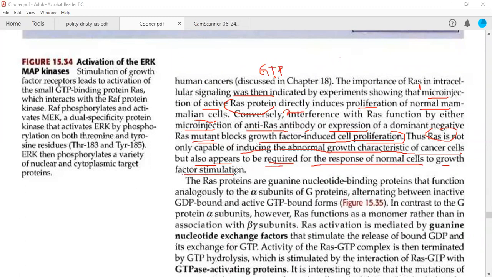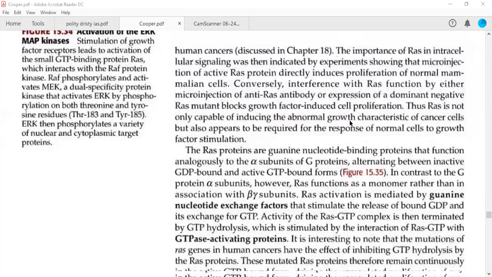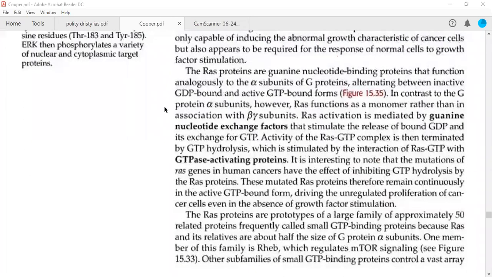So if the normal cell wants to proliferate, it also requires the RAS protein. And if the RAS protein is in excess or is activated for a longer period of time, for example, if active RAS protein is microinjected into some animal or mammal, it will show uncontrolled proliferation of those cells. So it will cause tumor or cancer. So both ways are important. But you cannot delete this particular RAS gene, because it is required for normal cell proliferation. Now the next question was, what is the nature of this particular RAS protein?